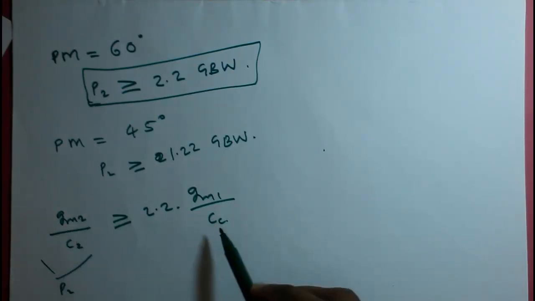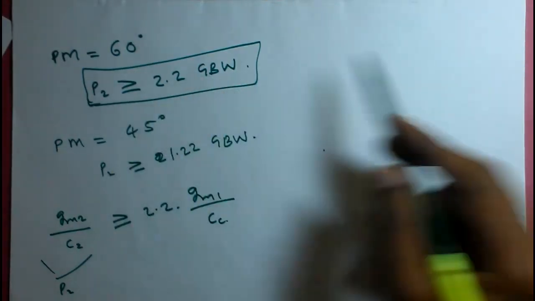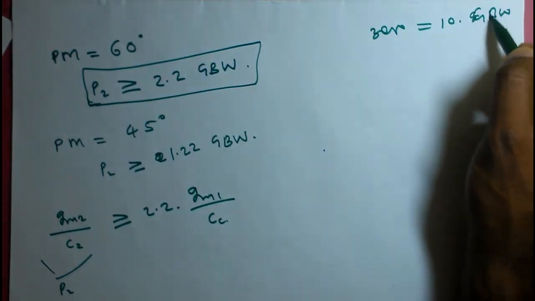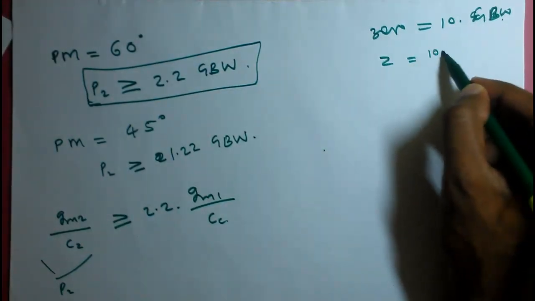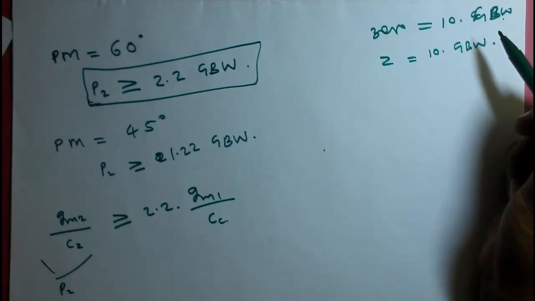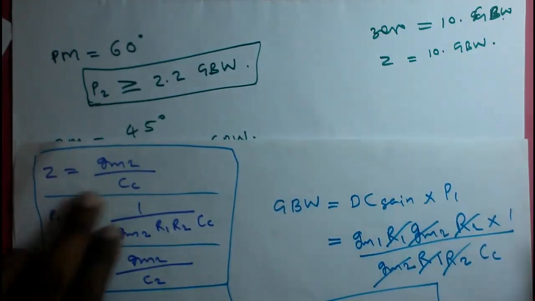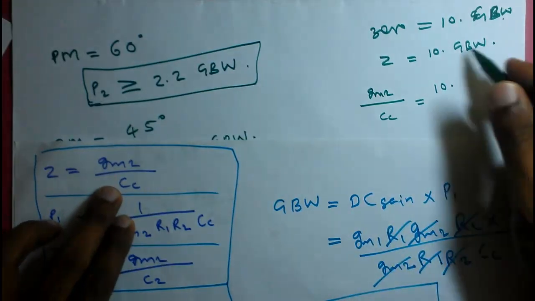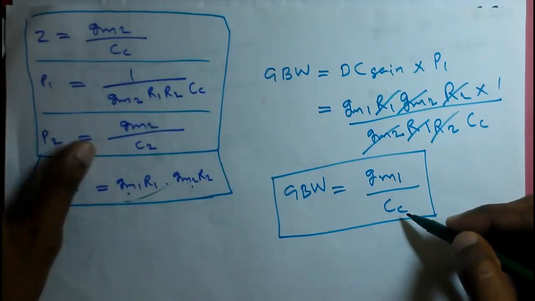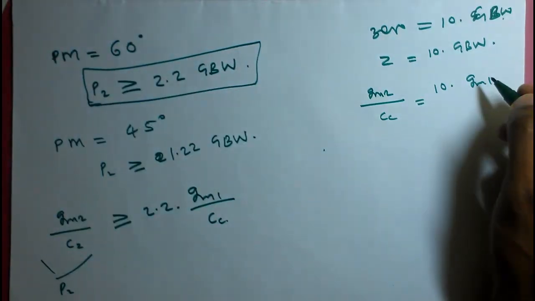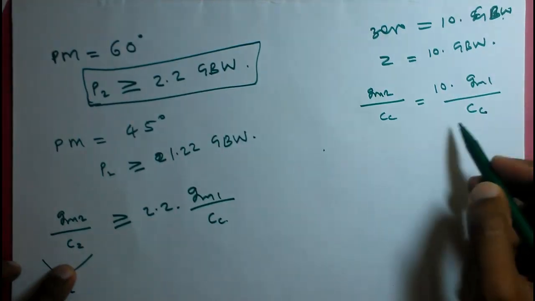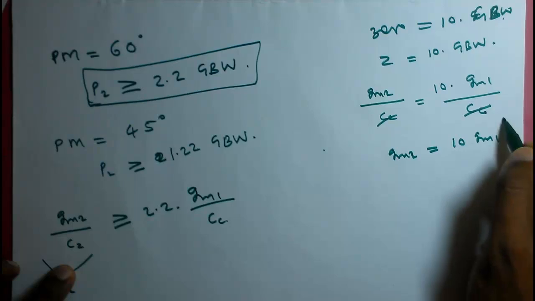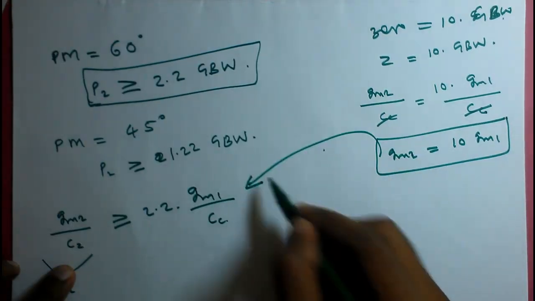And we are here now. Before that, when we were deriving this equation, we made an assumption that the zero is equal to 10 times of gain bandwidth. So Z equals 10 times gain bandwidth. The equation for zero is GM2 by CC, that equals 10 times of gain bandwidth. Gain bandwidth is GM1 by CC. From this we can cancel the CC and we can write GM2 equals 10 times of GM1.